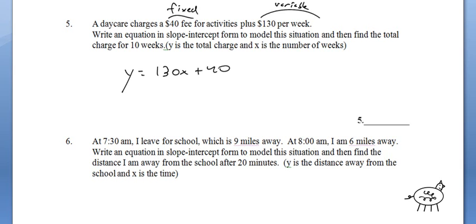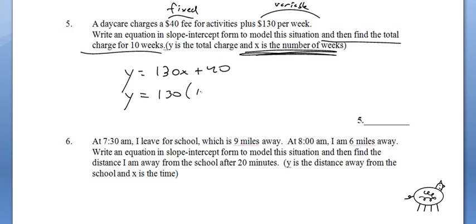Pretty easy. The second part says, then find the total charge for 10 weeks. Well, remember, x is the number of weeks, so I plug in 10 for x. So 1.30 times 10 plus 40. So that's going to be 13. Y is equal to $53. Okay, don't forget your units. It's not too bad.